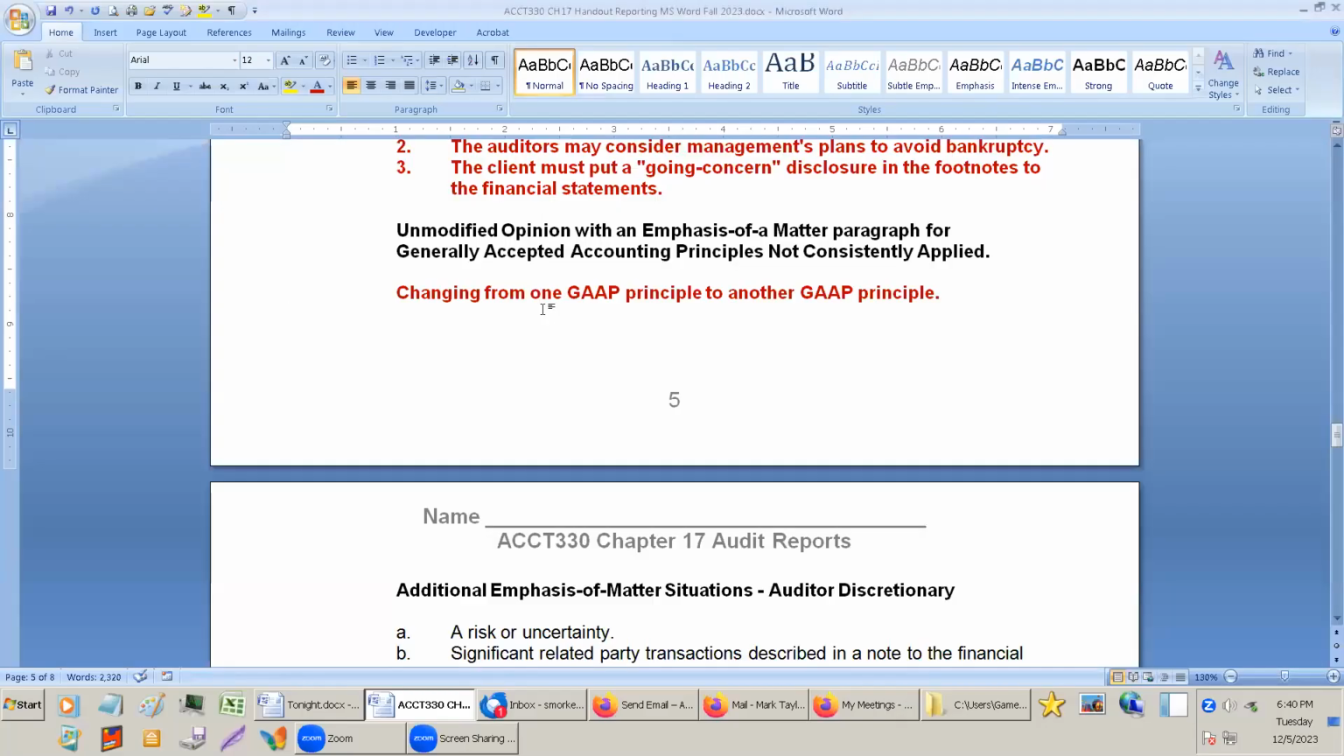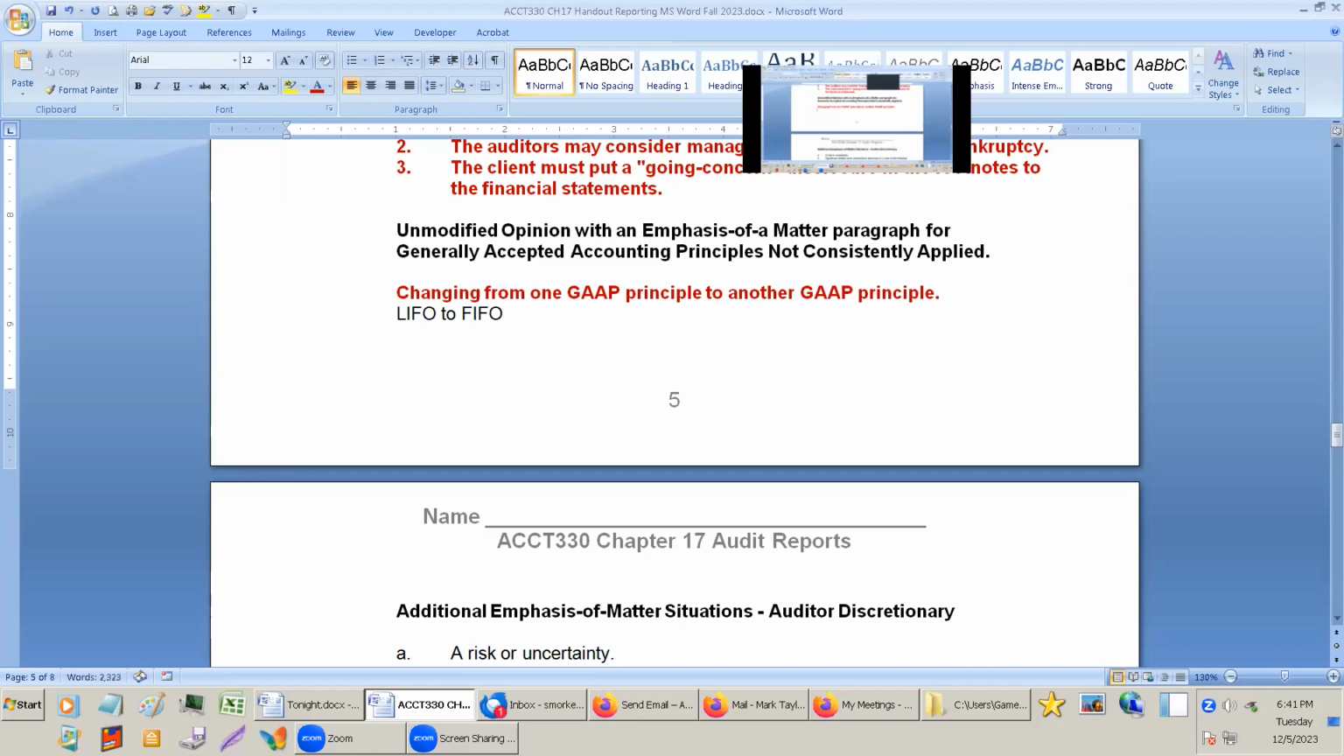Those will be put in the footnotes. We changed from LIFO to FIFO or whatever it was, and we'll emphasize that in the audit report. It's just a paragraph that's tacked on to the audit report. Question on that? But again, it is not anything bad. It's just simply going from, say, LIFO to FIFO.